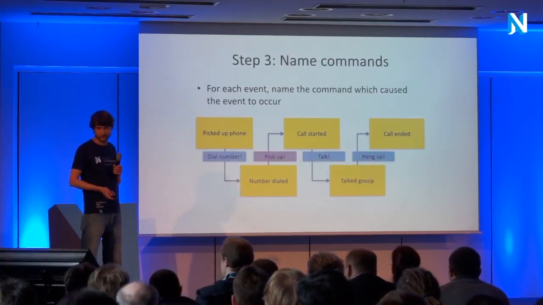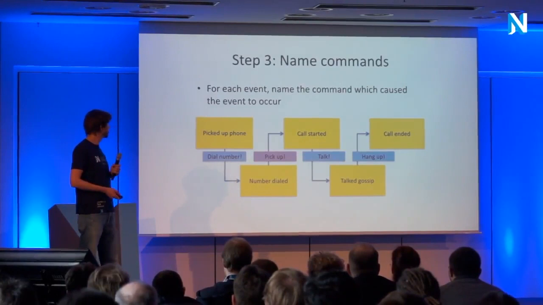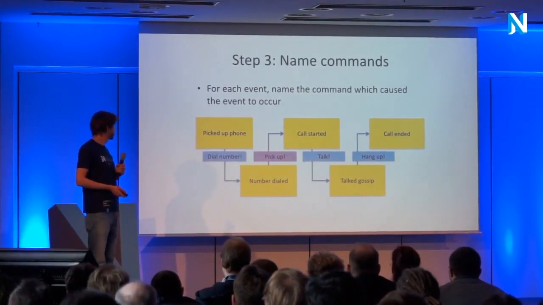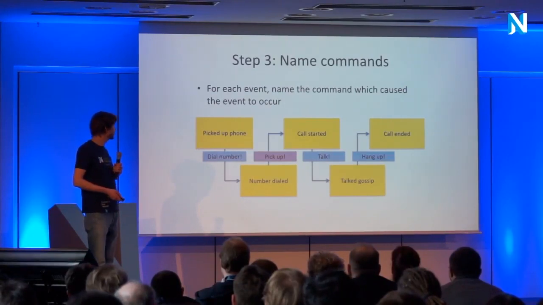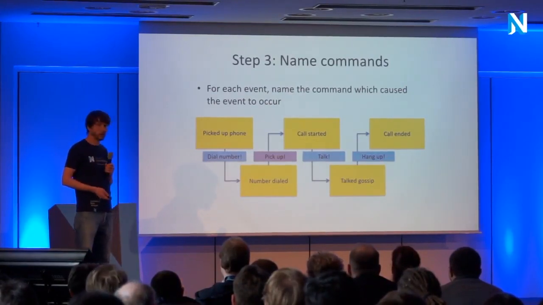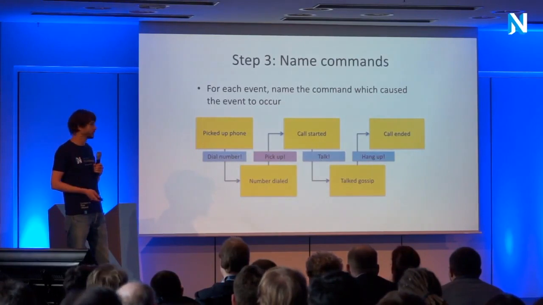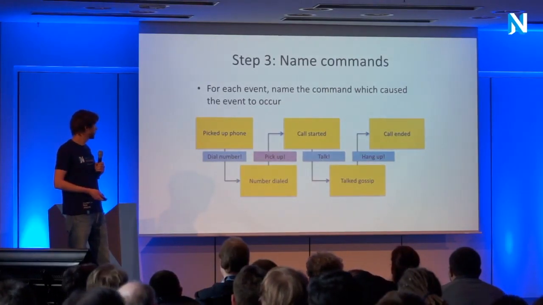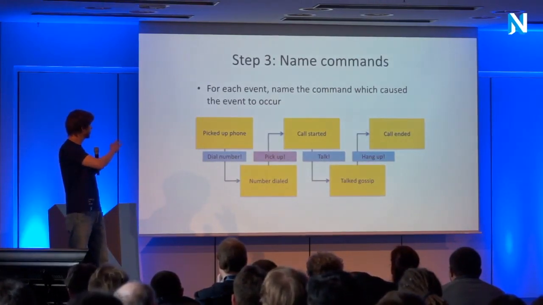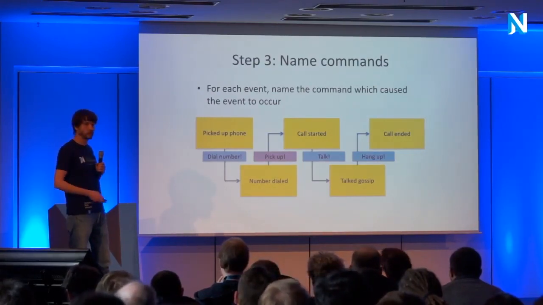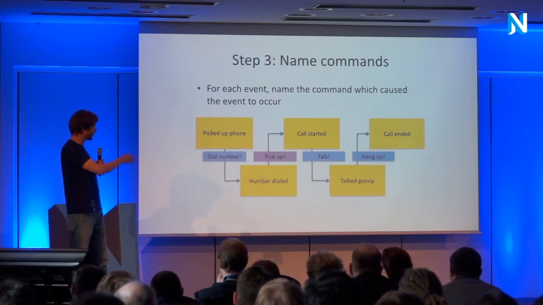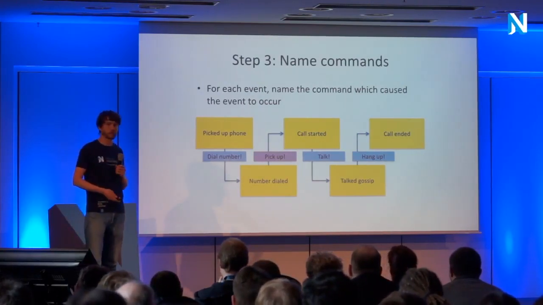Step 3 in your workshop would be to name the connections between your events. Actually, these are the commands you will program when you're doing CQRS. So you see, we already got events we will use in our event store. We got the commands for CQRS, and we got a domain language, the ubiquitous language, which helps us to communicate in our team.